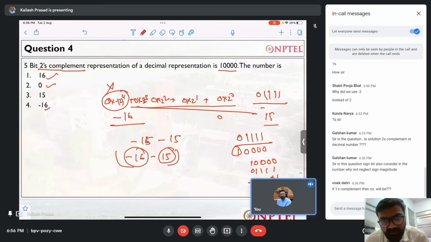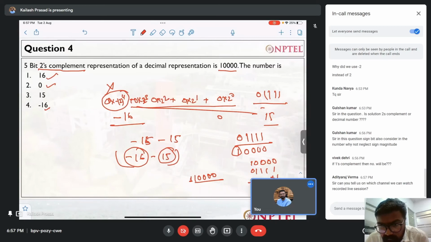You write 16, right? And you just add 1 bit of sign, so it will be like this, right? So 1, and then you just add it 1. If it is 1's complement, then the number will be different. Okay, so for minus 16, 1's complement representation.